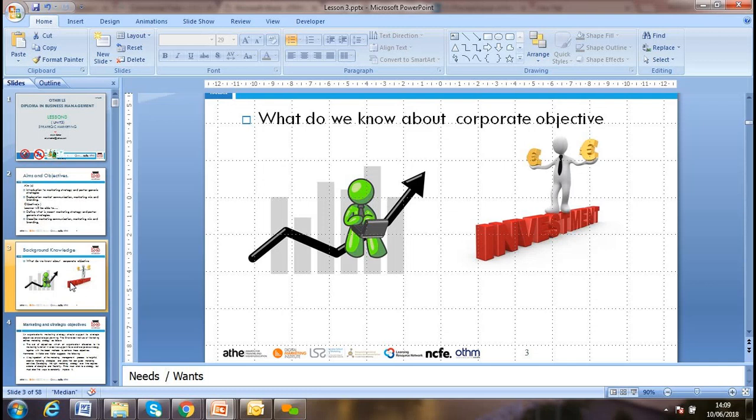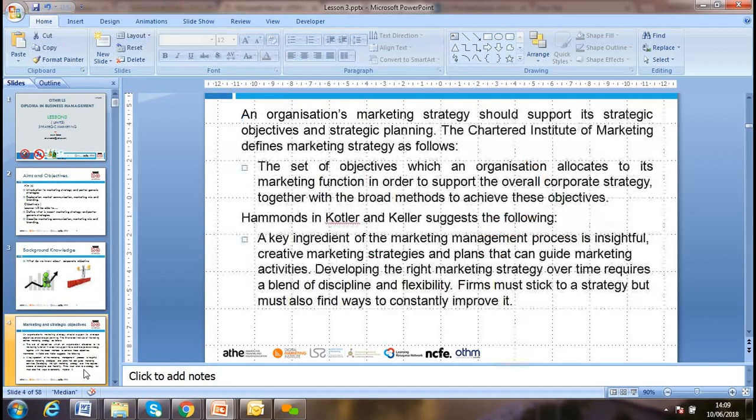So always we need to look at the mission and vision of the organization. Vision is where they want to see themselves in future, and mission is why they are in the business. So mission is a broad statement from an organization which explains the purpose of the organization, what the organization wants to achieve. So today first we'll discuss marketing.